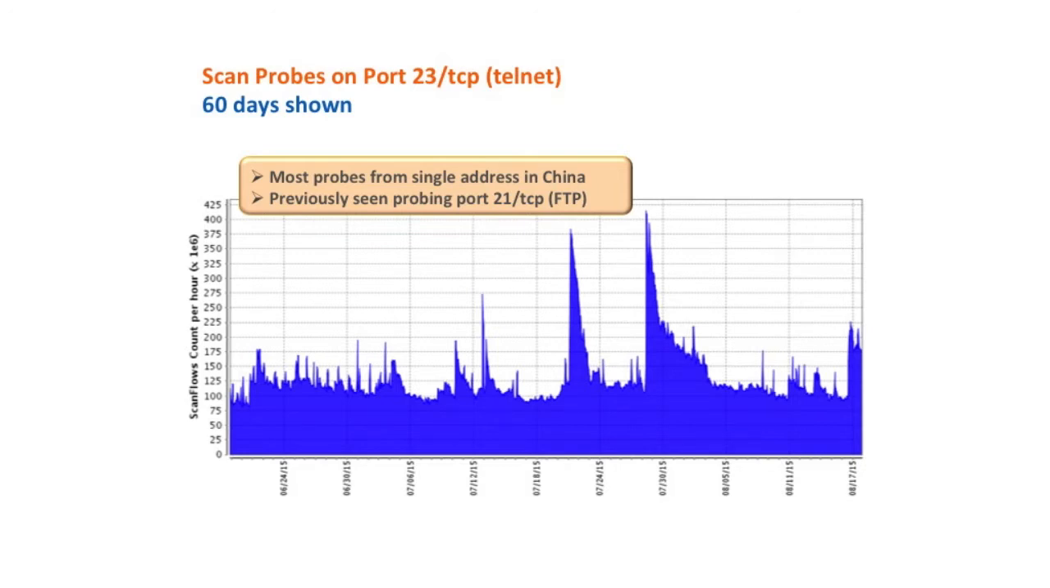Most of the probes are from, we're going to have to strike that. I don't think, actually in this case, this is correct. Most of these probes are actually from a single address in China. And as I was investigating this further, it looked like that same source on other days had been probing on port 21 TCP. That's FTP, which we had already talked about earlier, in a little different context.